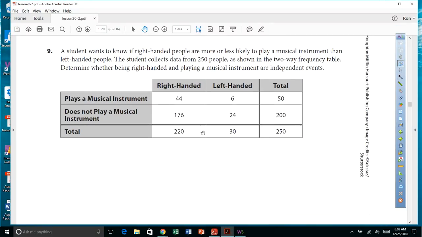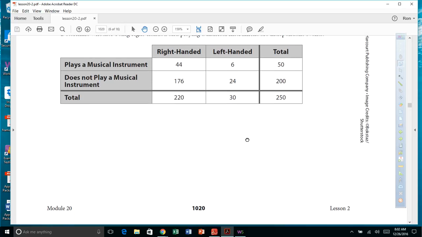A student wants to know if right-handed people are more or less likely to play a musical instrument than left-handed people. The student collects data from 250 people, as shown in the two-way frequency table. Determine whether being right-handed and playing a musical instrument are independent events. Okay.